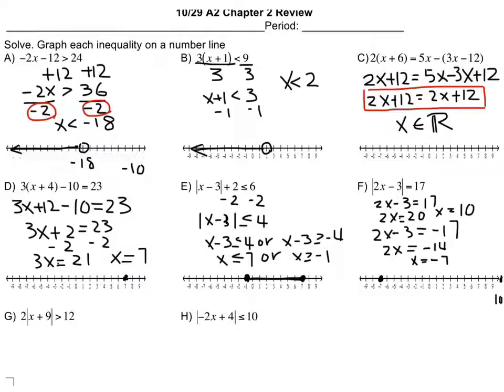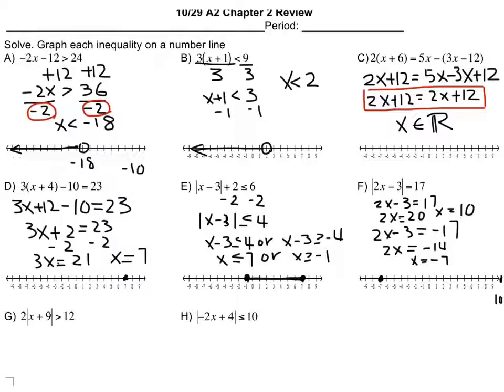Letter C, 2 times x plus 6. So as I distribute the 2 to both x and 6, I have 2x plus 12 on the left-hand side. To the right, I have 5x minus. So don't forget, we are subtracting something. Subtract 3x and subtract negative 12. Both of them got subtracted because it's inside the parentheses.